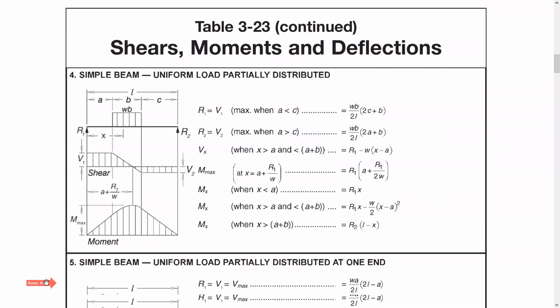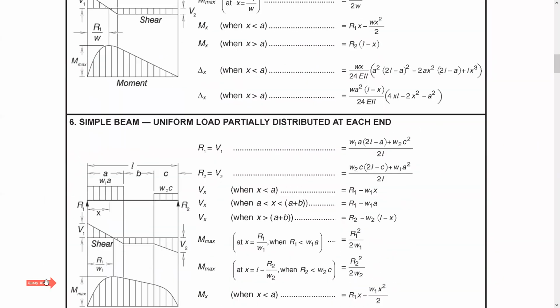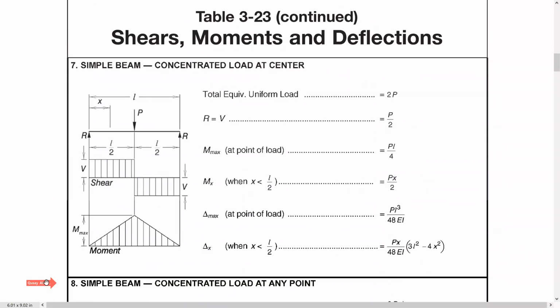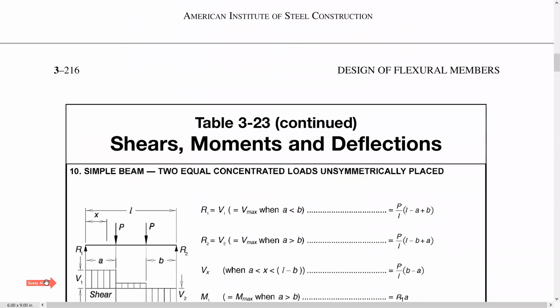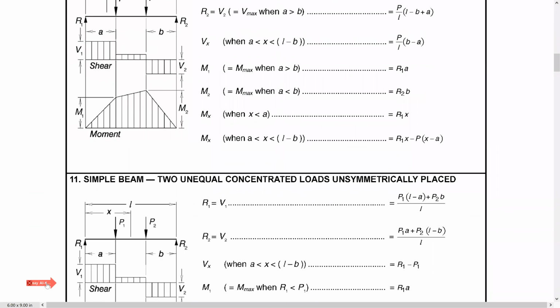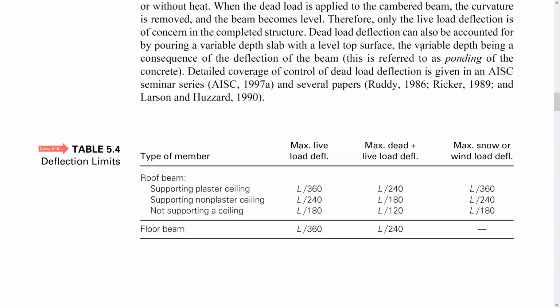It's a long one here, so you can have this with you in the exam to help you find the deflection if you need to. Okay, so let's get back to our textbook. Table 3-23 in the steel manual will help you get the deflections, shear, and moments.